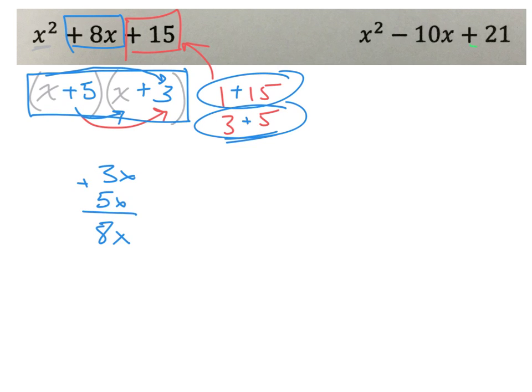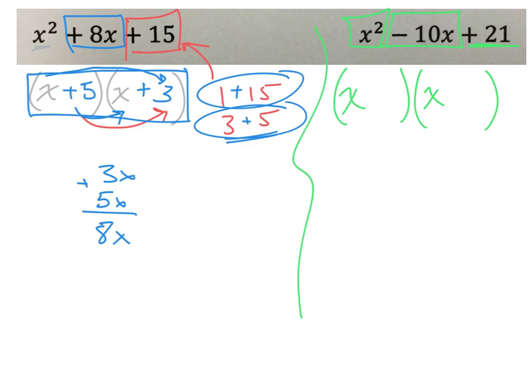Notice the signs in my second problem. I have a positive 21 at the end, but I have a negative number in the middle. So the process is somewhat similar. I'm going to get both sets of parentheses going with x and x. Why? Because x squared's only factors are x and x.